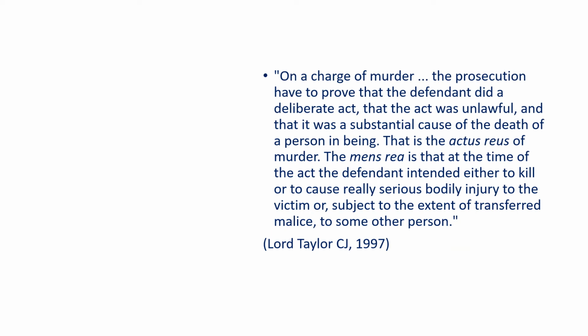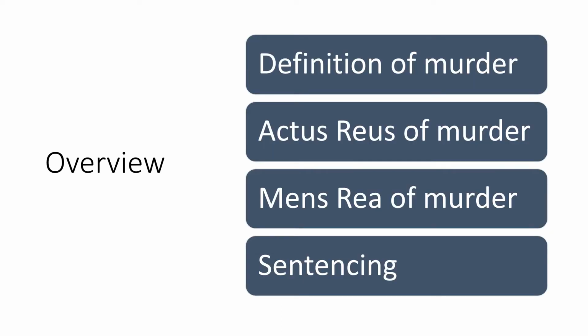So the full definition then: on a charge of murder, the prosecution have to prove that the defendant did a deliberate act, that the act was unlawful, and that it was a substantial cause of the death of a person in being. That's the actus reus of murder. The mens rea is that, at the time of the act, the defendant intended either to kill or to cause really serious bodily injury to the victim, or, subject to the extent of transferred malice, to some other person. So it's quite wide ranging, and this gives us our overview again.